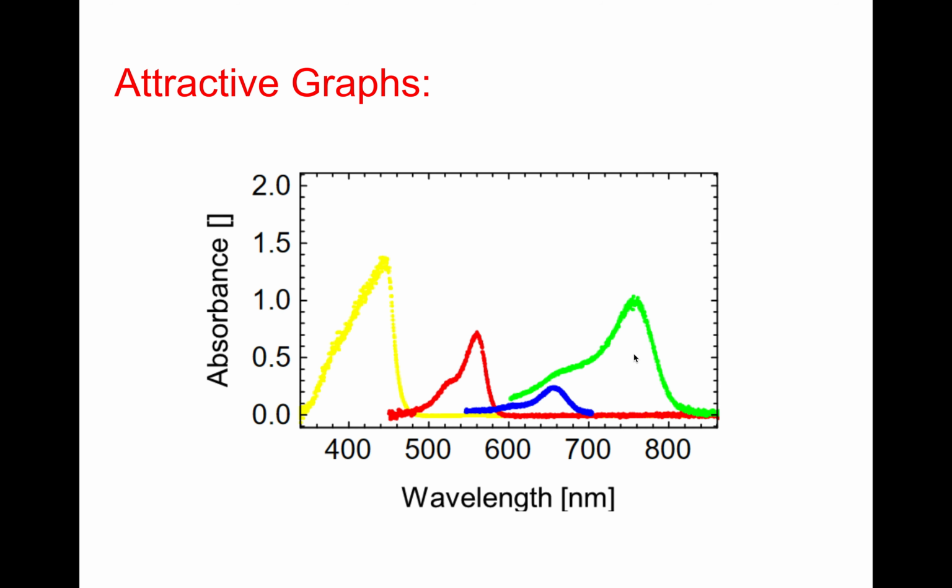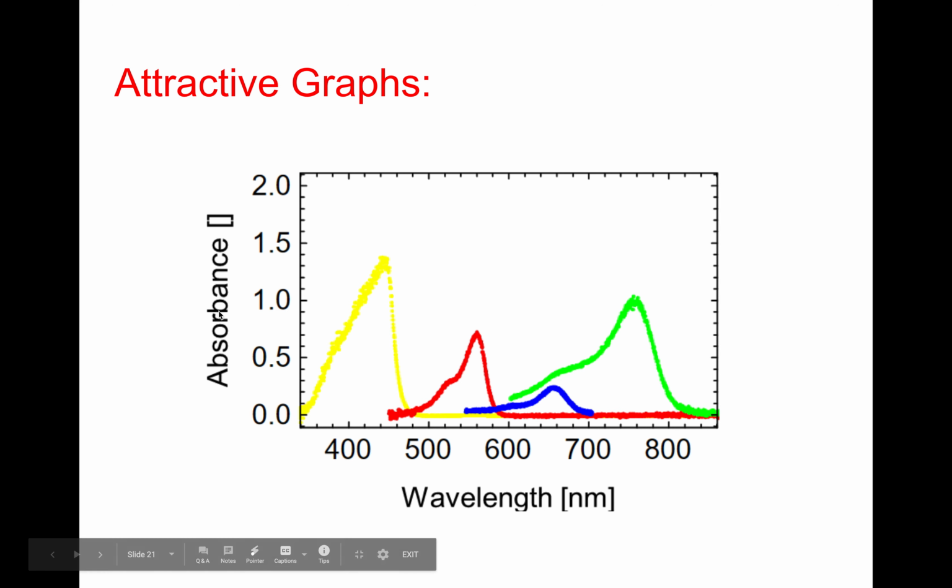Your data. Again, I have this data for you. Just make attractive graphs. Here's some somewhat attractive graphs. Okay, so you have your wavelength in nanometers versus your absorbance. You have your DTC, which is yellow, and then you have your red species, your blue species, and your green species. Okay, so in your lab report, make an attractive graph.